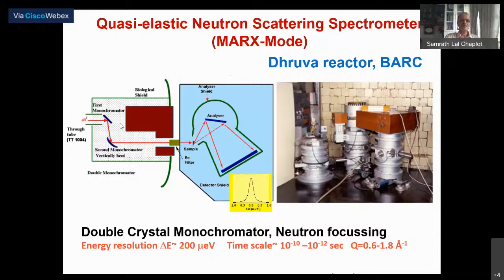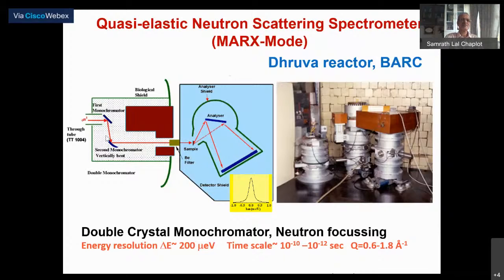So, two monochromators also allow you to reduce the background, just like in Raman scattering, for example, and the resolution is also improved. So the background is lowered and the resolution is also improved.